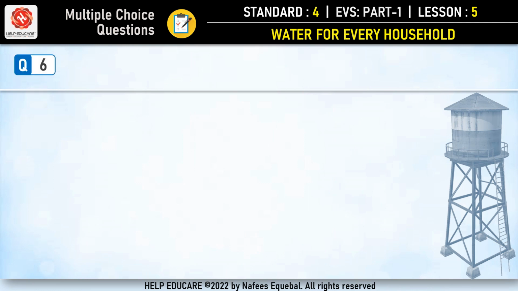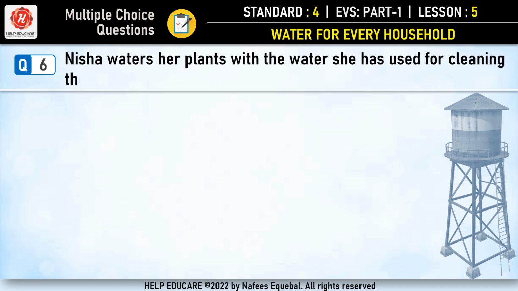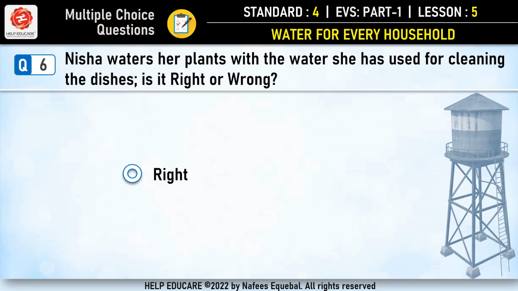Question number 6. Nisha waters her plants with the water she has used for cleaning the dishes. Is it right or wrong? First option, right. Second option, wrong.